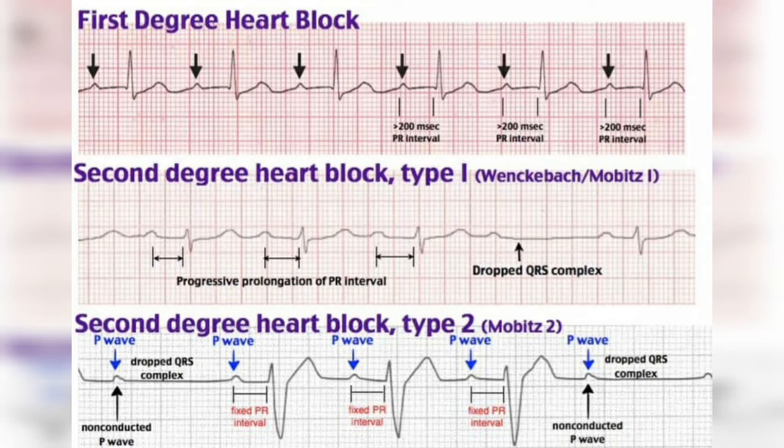Now, second degree AV block is of two types: Mobitz Type 1, also known as Wenckebach phenomenon, and Mobitz Type 2. In Mobitz Type 1, aka Wenckebach phenomenon, there is progressive prolongation of the PR interval until a QRS complex is dropped, meaning the PR interval just before the drop beat is the longest, while the PR interval just after the drop beat is the shortest.